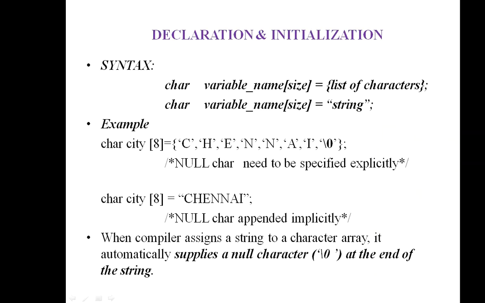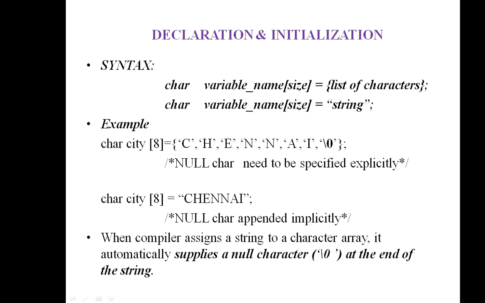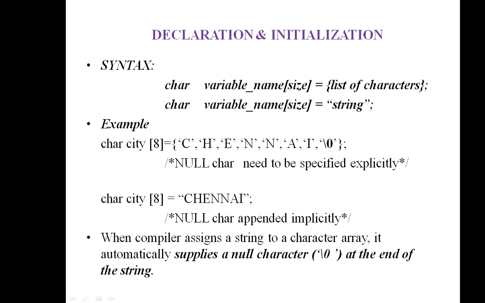The declaration syntax is going to be character, variable name of size, equal to, either I can give the string as it is like this, or I can give a list of characters. And why did we give I within quotes, N within quotes here, and we didn't give them there? Because we are representing this character by character, each character must be enclosed with single quotes. So we go for this method.